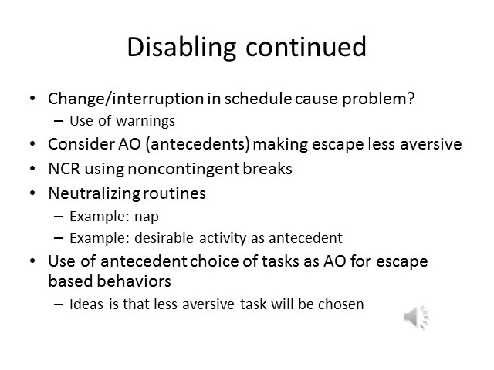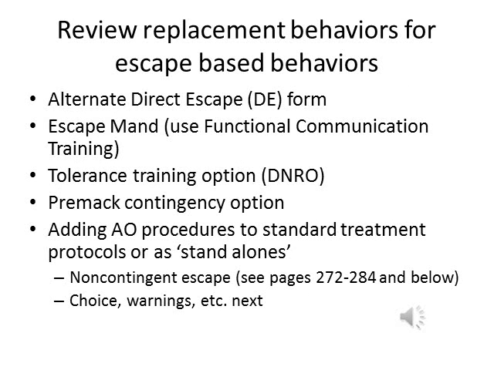So all these are ways that a behavior plan could not only enable by reinforcing replacement behaviors, but could disable problem behaviors. These are in your text, but I just want to review the replacement behaviors for escape-based problems. There's the alternative direct escape form. In other words, if a person can escape directly in a positive way, can you teach them that as a way to reduce escape-based problems?